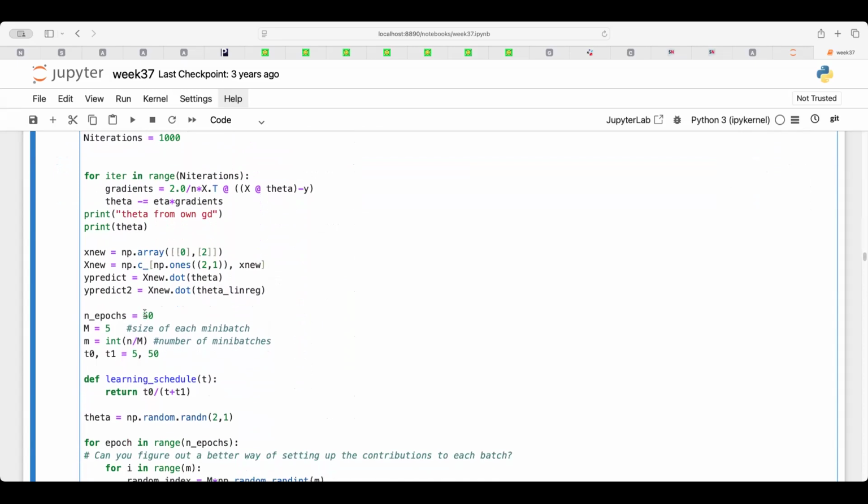So we define the number of epochs, so this becomes a parameter. What we have here is a number of batches, and this is the size of each batch, and then the number of mini batches. Now, this T here is something I have to say something about quickly. This is what we normally call a cheap and poor scientist's way of updating the learning rate.